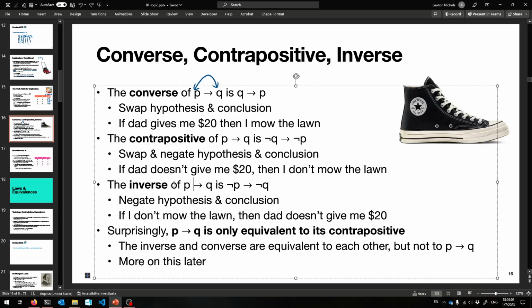All right? The inverse of P implies Q is just keep everything in the same order, but negate both. Negate the hypothesis and the conclusion. If I don't mow the lawn, then dad doesn't give me $20. It's a different idea, okay? Surprisingly, P implies Q is logically equivalent to its contrapositive. It is not equivalent to its converse, and it's not equivalent to its inverse, but it is equivalent to its contrapositive. You still want these terms, though. They're still useful terms to talk about what if. What if this was true instead? Okay? The inverse and the converse, though, they're equivalent to each other, but they're not equivalent to the original statement of P implies Q. Okay? We'll talk about that more later, and we'll talk about how to prove those things later, too.